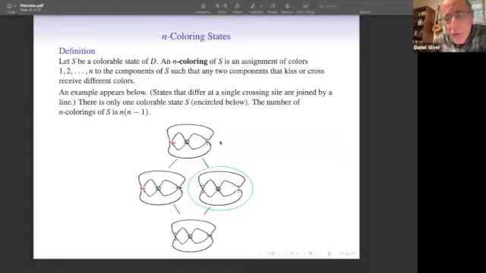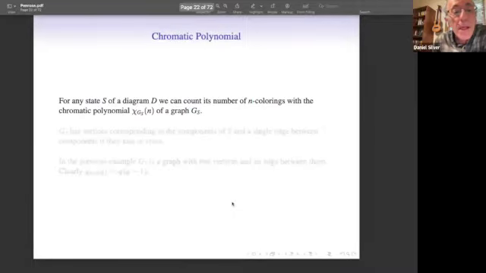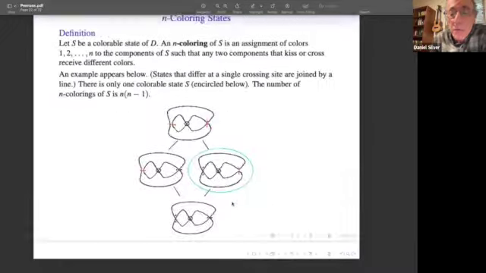But there's only one diagram here, which actually is only one state here, which is actually colorable, and that's the one I've circled here in green. As you can see, the problem with the bottom, for example, is that you have a component crossing itself. Here you have a component kissing itself, but this one's fine. It's got two components.